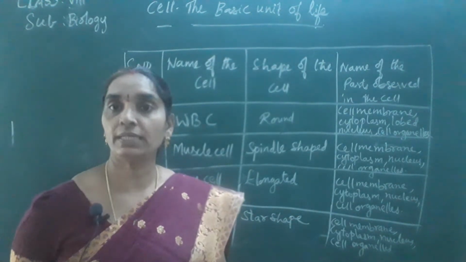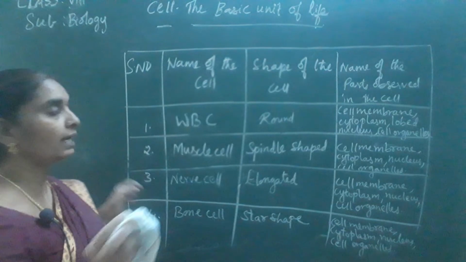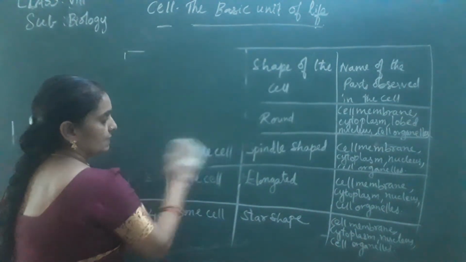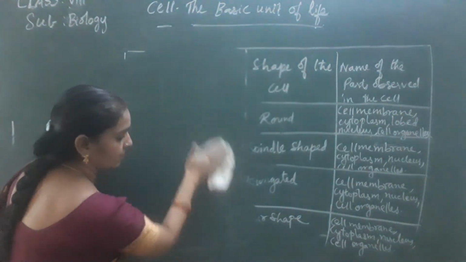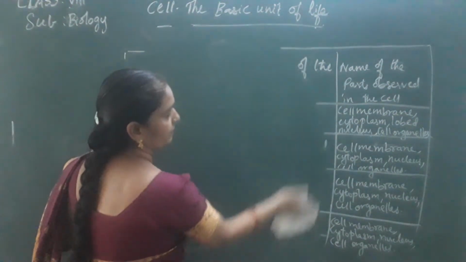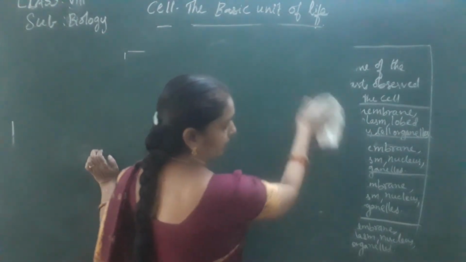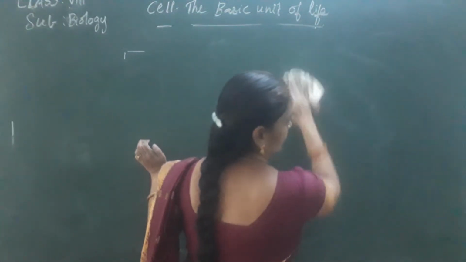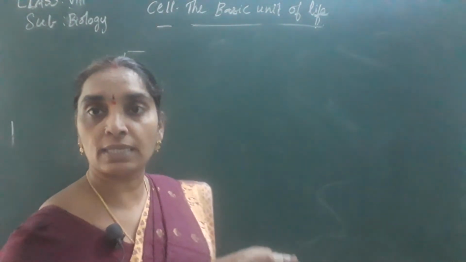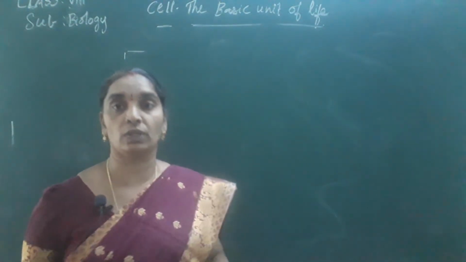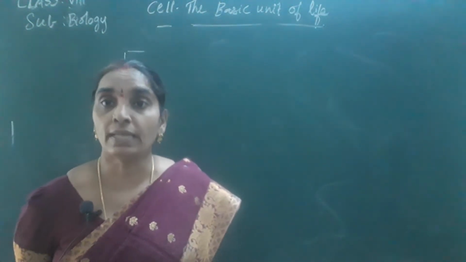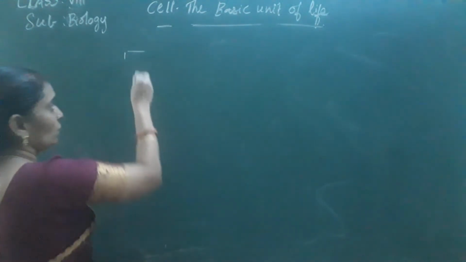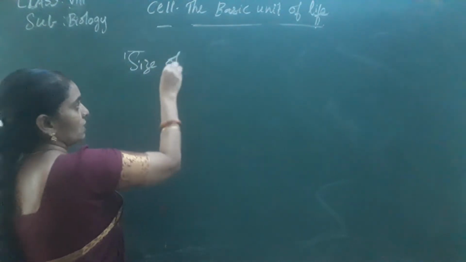So this is about the different types of cells present in our body that we have learned so far. Now you are going to learn about the size of the cell. In fact, the size of the cell, as I told you, varies from the biggest elephant to a human being. The size of the animal or the organism depends upon the number of the cells, but not the size of the cells.